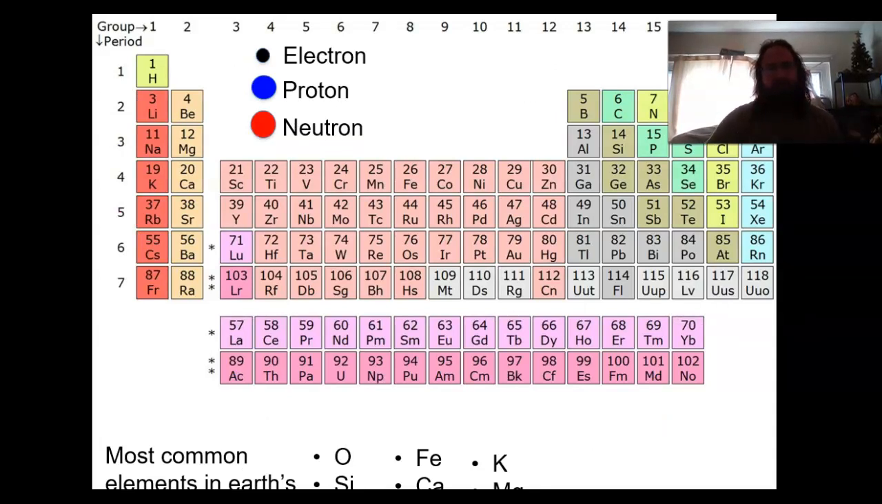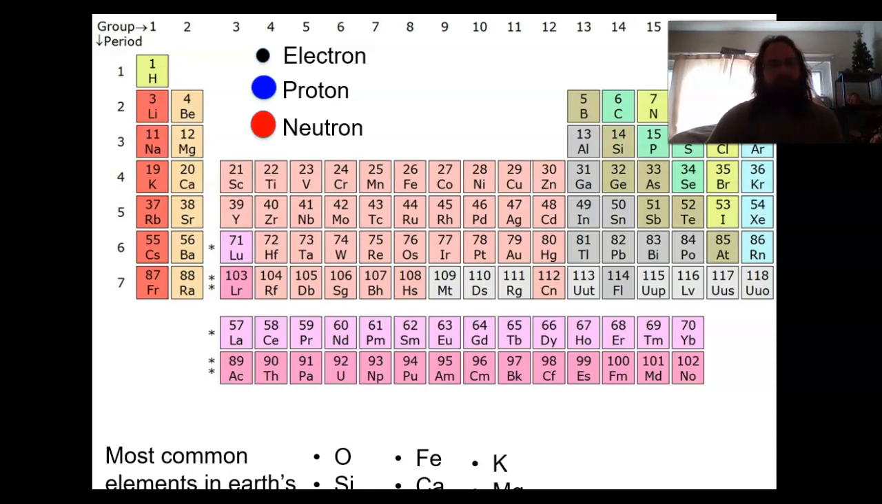If you looked at your periodic table, you probably noticed that for many elements, the atomic mass was not a whole number. The reason is that atomic mass is an average atomic mass. If you have a large enough sample of that element, you're going to have differing isotopes, and the average mass of all those isotopes is the atomic mass that you see on the periodic table.